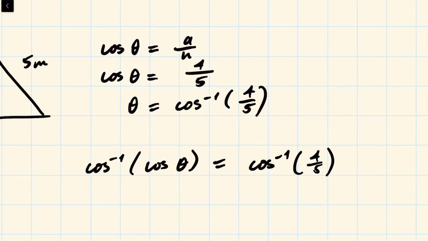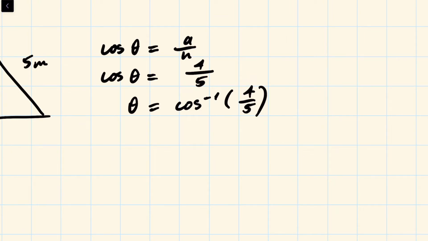Okay, so just punch that into your calculator now. It's that easy. Just make sure you're in degree mode again. So write that down here. Inverse cosine of 4 over 5.